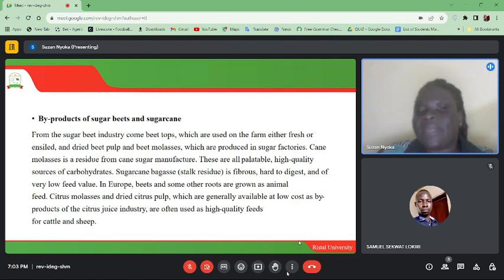In Europe, beets and some other roots are grown as animal feed. Citrus molasses and dried citrus pulp, which are generally available at low cost as byproducts of the citrus juice industry, are often used as high quality feeds for cattle and sheep.